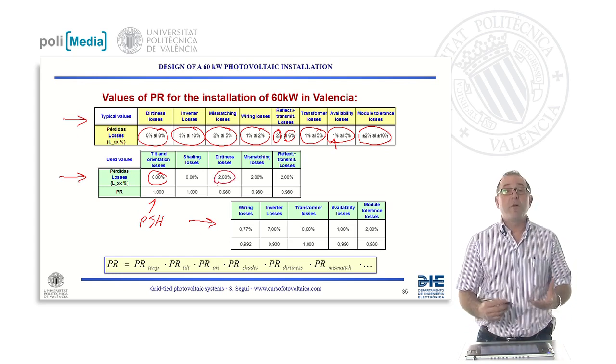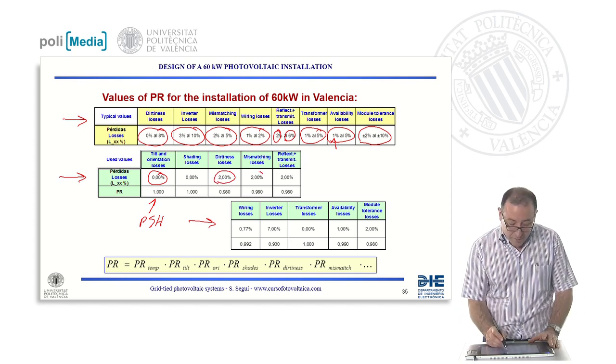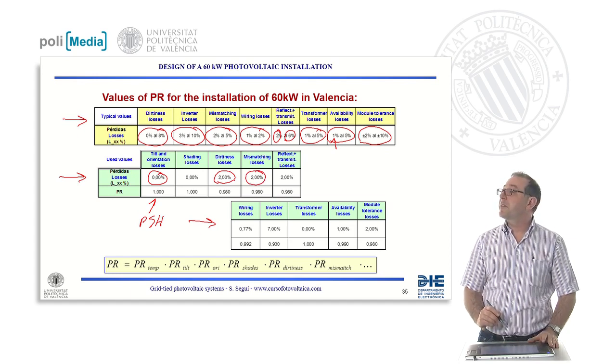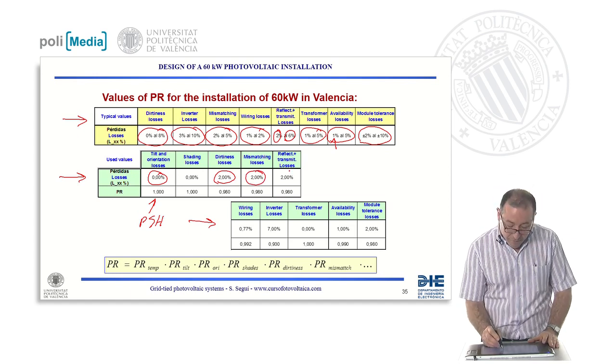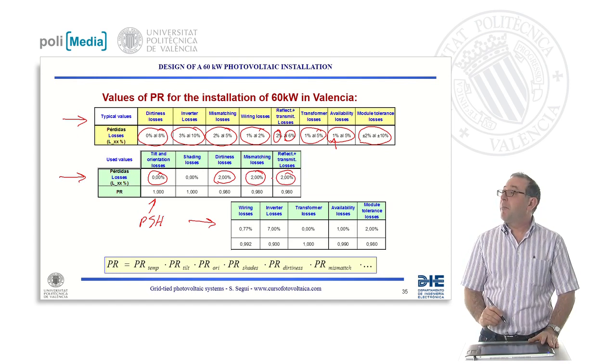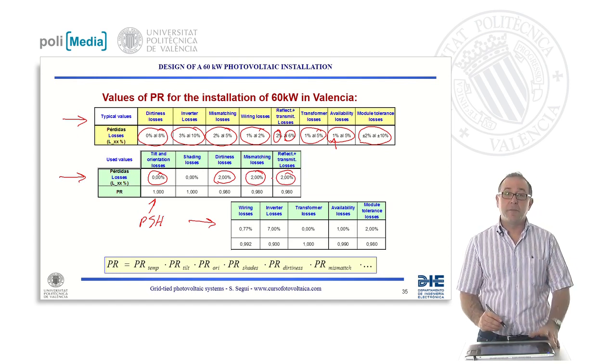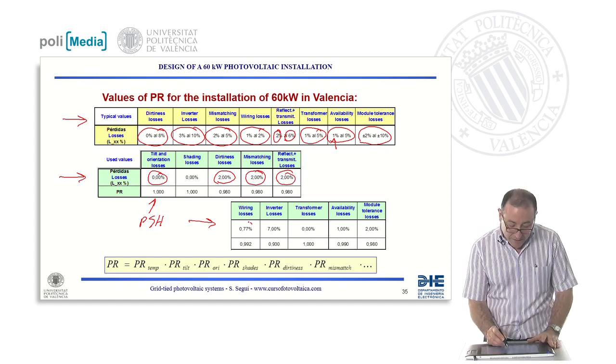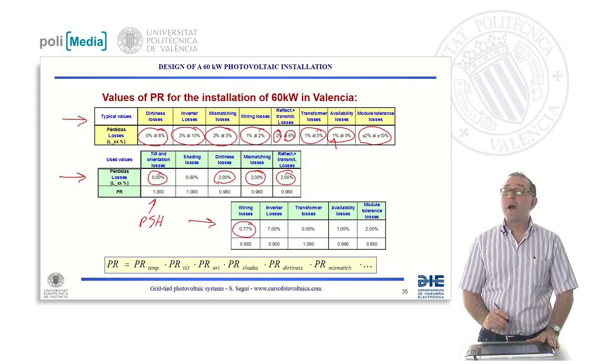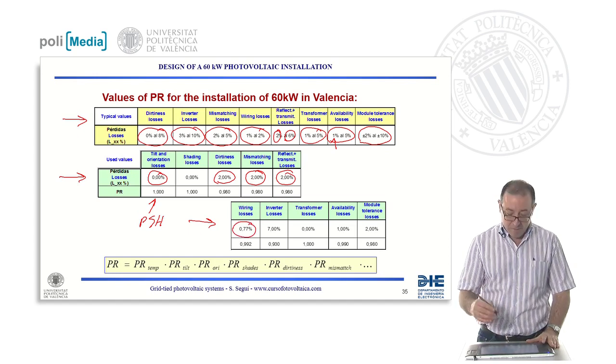Mismatching losses: the module is really good and from a well-known manufacturer. We expect to have values in the order of 2%. Just the same for the reflection losses. And about the wiring losses, we have calculated them in a previous video, and we have established that the loss factor due to wiring is around 0.77%.